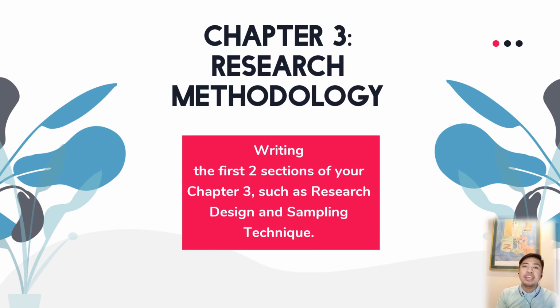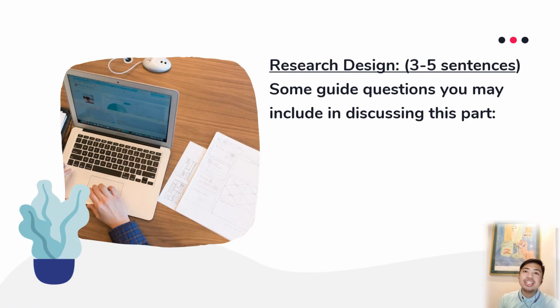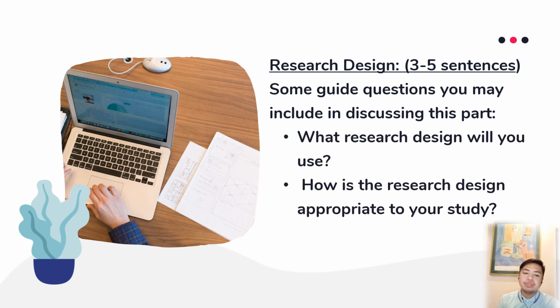Okay, so that will be your group activity. You will be writing the first 2 sections of your chapter 3, which are research design and sampling technique. Now, for the research design, 3 to 5 sentences will do. Now, these are some guide questions that you may include when you discuss this part of chapter 3. What research design will you use? How is the research design appropriate to your study? So, kahit yung dalawang guide questions na lang yan, it can guide you in constructing research design.